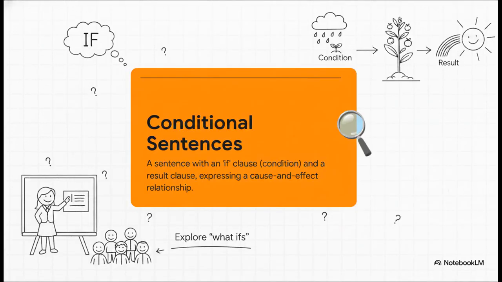So, what are they, officially? Well, a conditional sentence is basically a two-part deal. First, you've got the if clause. That's your condition. It sets up the whole scenario. And then you have the result clause, which tells you what happens because of that condition. It's really just a cause and effect thing that lets us explore all those what-ifs.